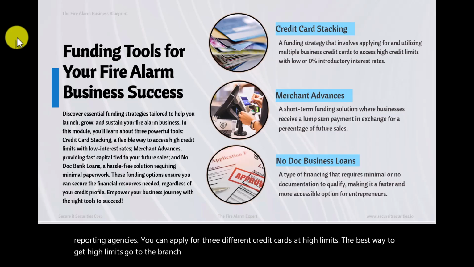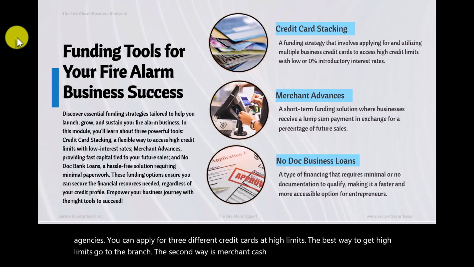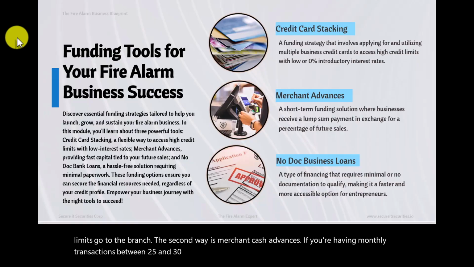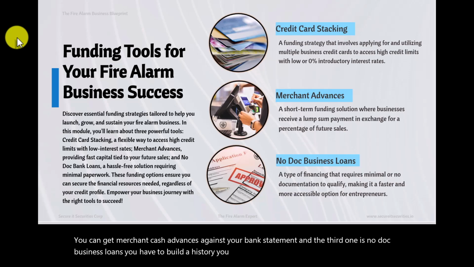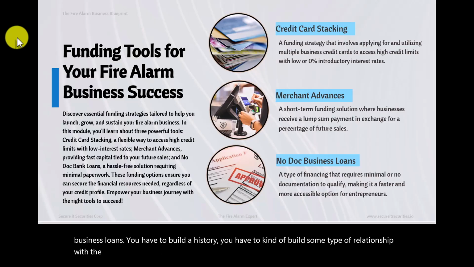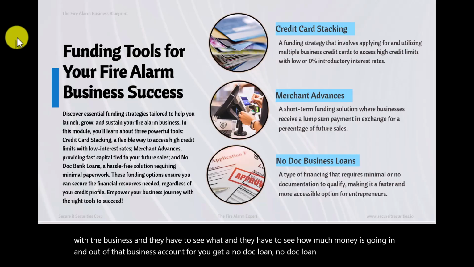The second way is merchant cash advances. If you're having monthly transactions between $25,000 and $50,000 a month, you get merchant cash advances against your bank statements. And the third one is no doc business loans. You have to build some type of relationship with the business, and they have to see how much money is going in and out of that business account for you to get a no doc loan. A no doc loan just means you don't have to provide any tax returns.